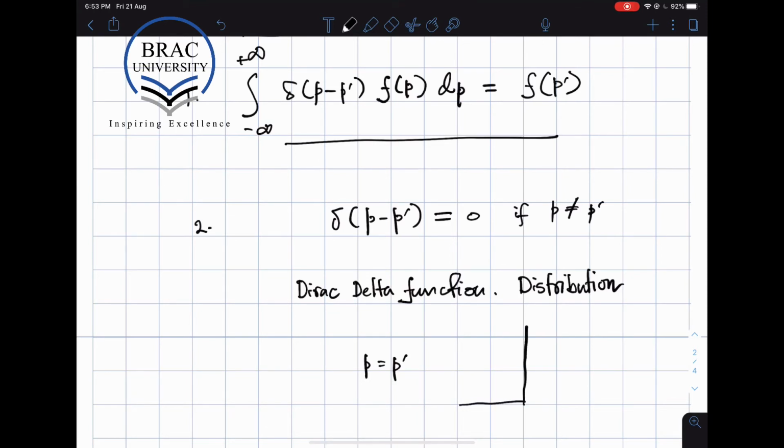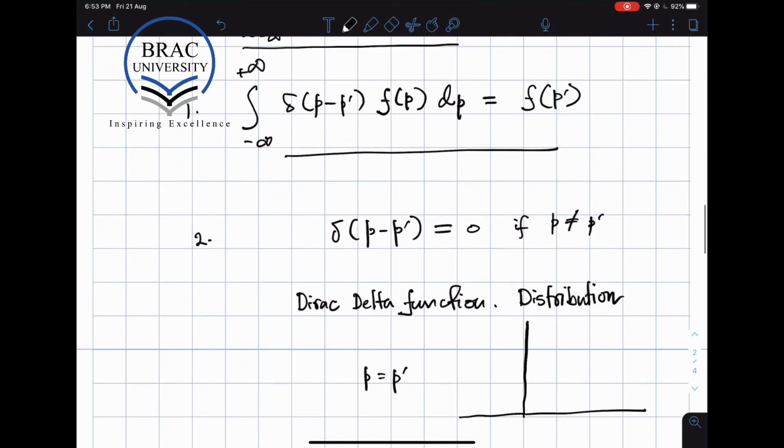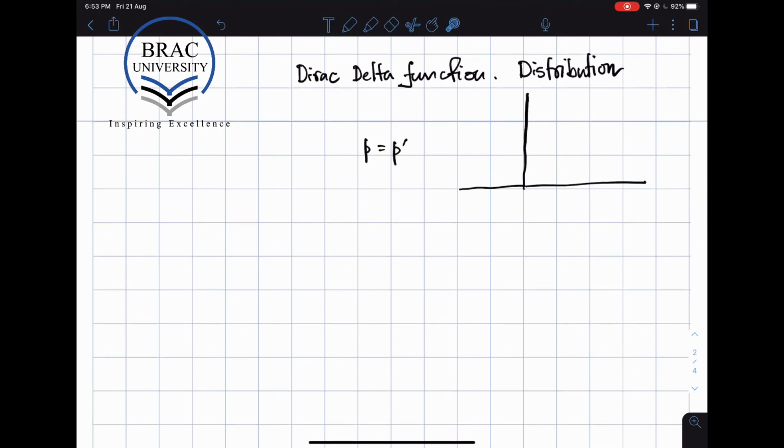It looks like an infinitely high spike, but in such a way that when you integrate it over some interval with some function f of p, it gives you the value of f of p. So let me give you an example of how to construct the Dirac delta function. So here is a representation of the Dirac delta function.